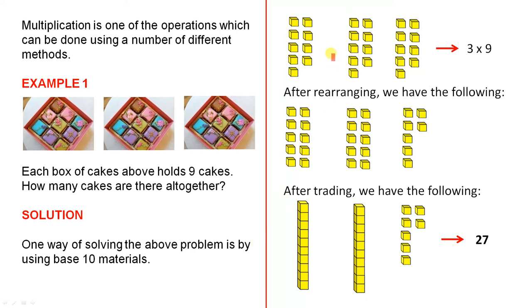Now let's have a look at what we've done here. Here we've got 9 ones. That represents the number of cakes in the first box, the number of cakes in the second box, the number of cakes in the third box, which is 3 lots of 9.